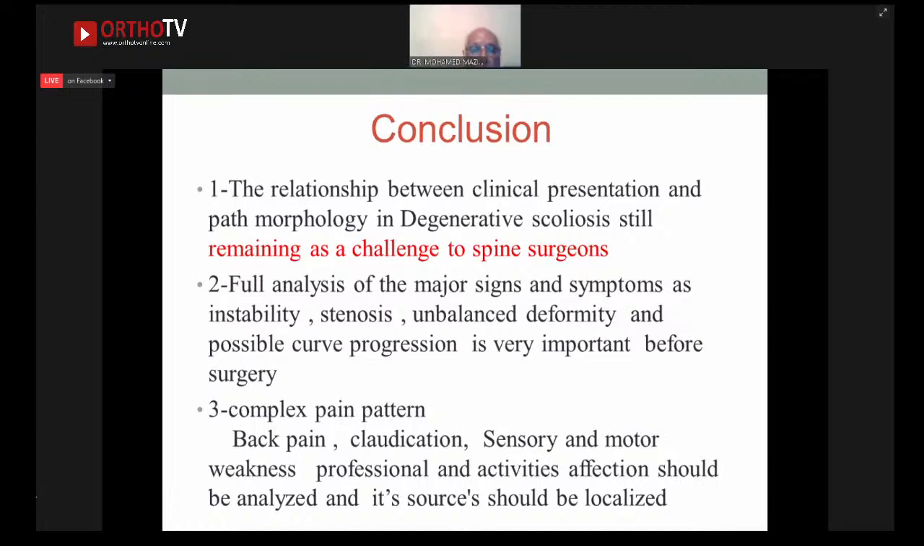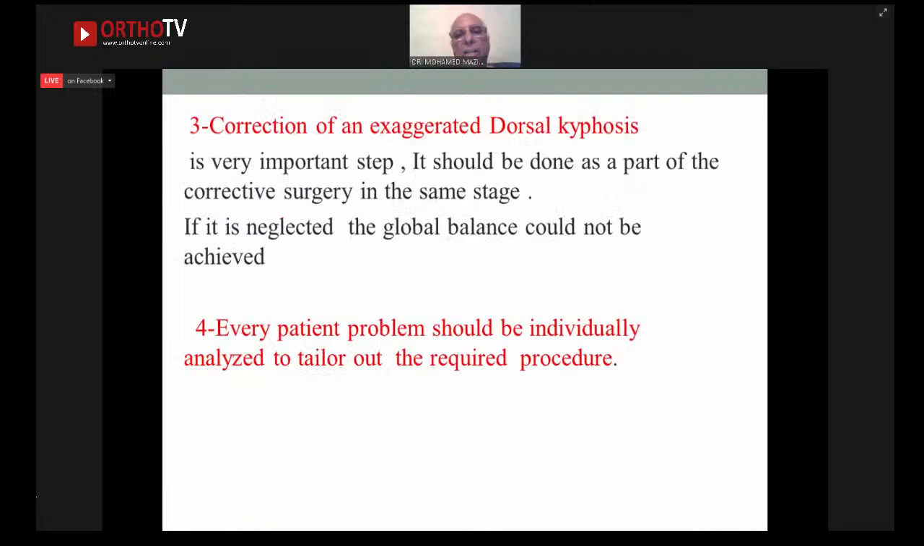All of this should be analyzed to get corrective surgery in the same stage. If it is neglected, the global balance could not be achieved. Every patient's problem should be individually analyzed to tailor the treatment as required.